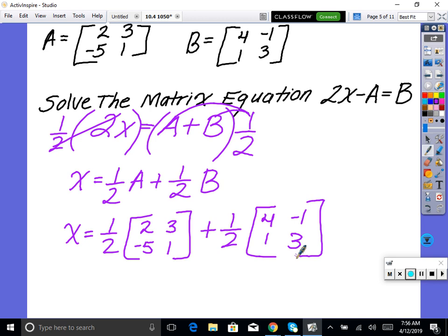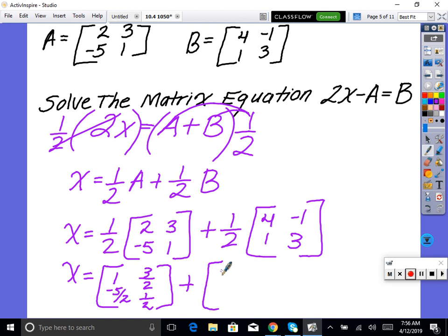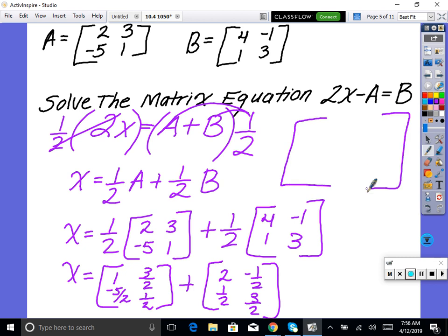Now in this example here, guys, when we times by a half, we are going to have fractions, aren't we? We're going to have x is equal to a half times 2 is 1, then we'll have 3 halves, then negative 5 halves, then 1/2. Then we have plus, we'll distribute a half in, we're going to have a 2, minus a half, plus a half, and then 3 halves here. I'm just multiplying it in. And now when we add them, we might get fractions, which is okay.